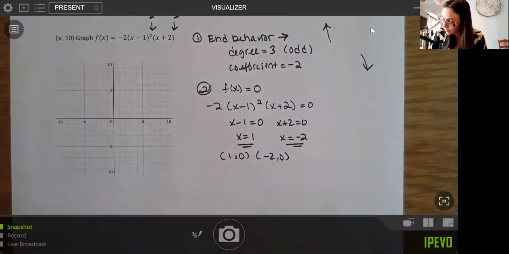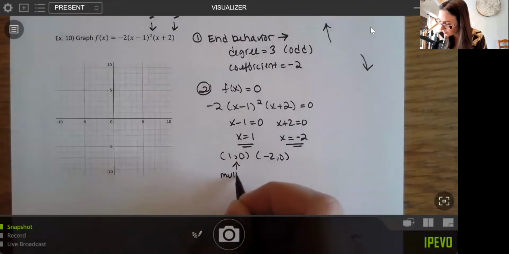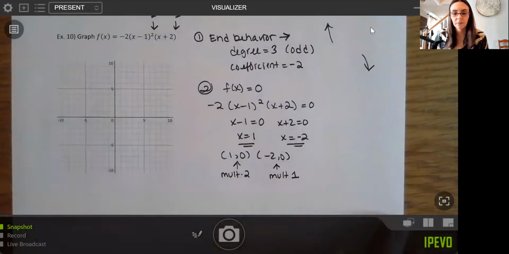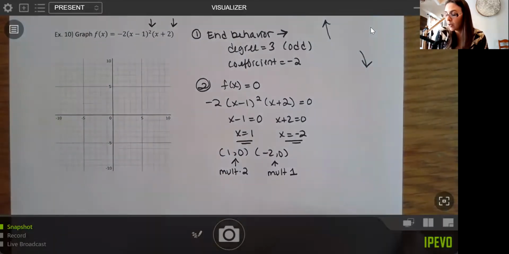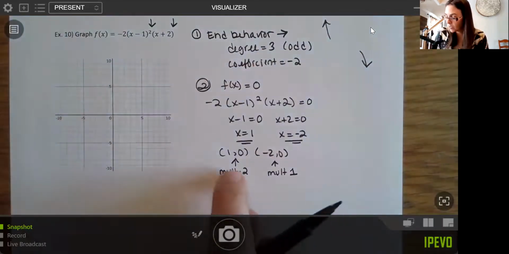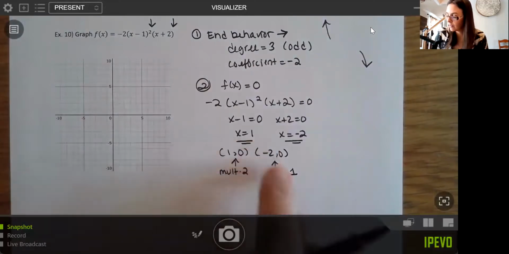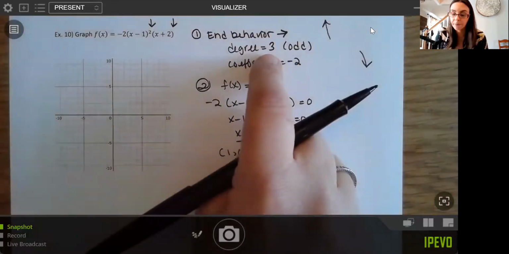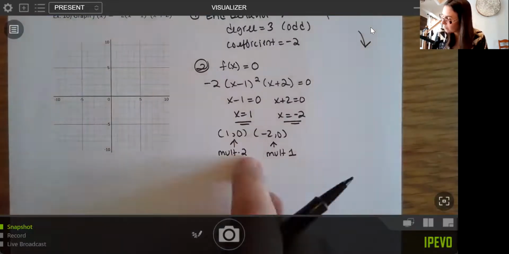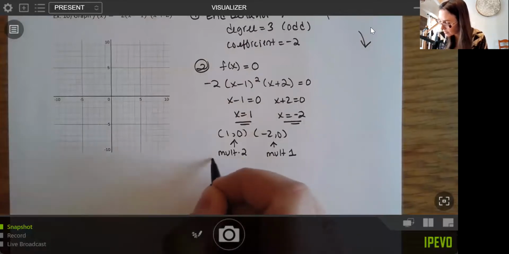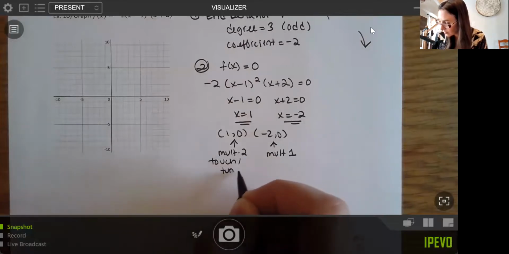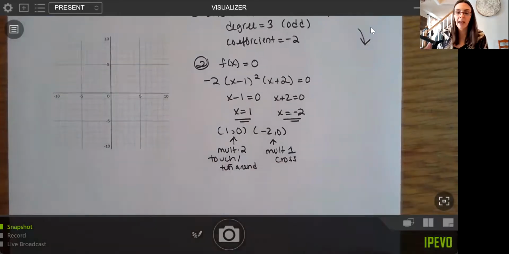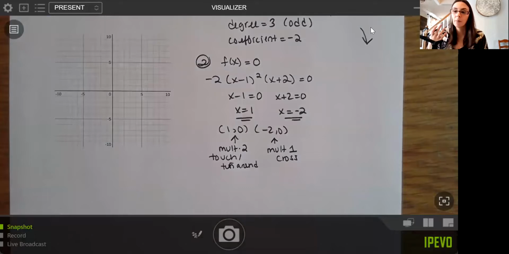Watch your multiplicities. So this one here has multiplicity 2. And this one here would only have multiplicity 1. Now remember your degree is 3, so this makes sense. If multiplicity is 2, that means that this solution appears twice. And this is 1, so the solution appears once. So you have 1, 2, 3 solutions, which is what you're supposed to have for degree 3. When you have an even multiplicity, you're going to just touch the axis and turn around. And for this one, you'll actually cross the axis when you have an odd multiplicity.